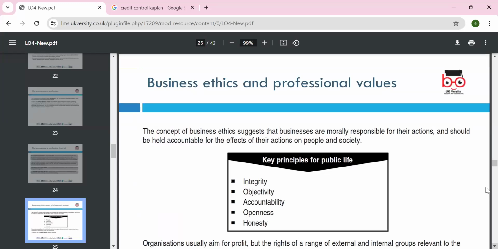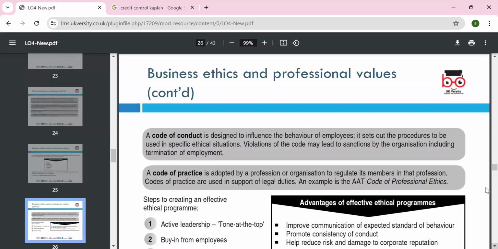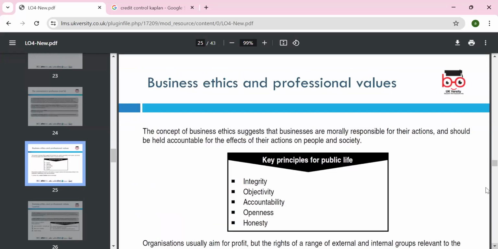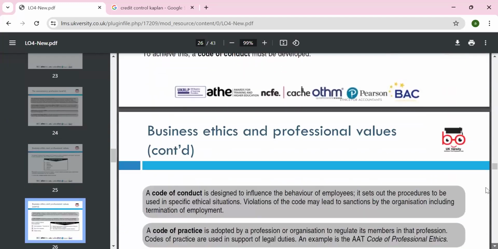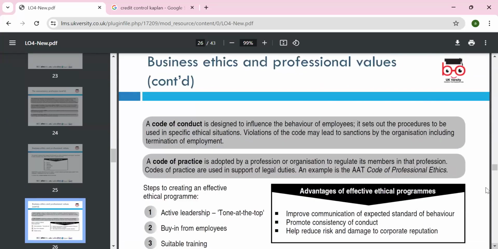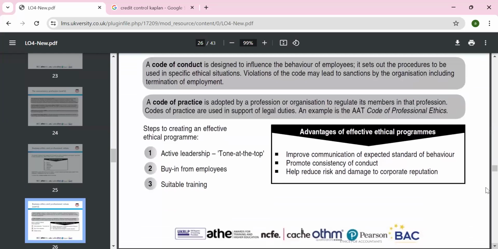Business ethics, integrity, objectivity, accountability, openness and honesty are very important, and that's the value we need to promote in our business so a code of conduct can be developed. Business ethics and professional ethics, the code of conduct, is designed to influence the behavior of employees, working in the best interest of the business and the public. A code of practice, adopted by the professional bodies and the organization, regulates anyone who has any connection with ACCA or ATHE or any other awarding bodies.